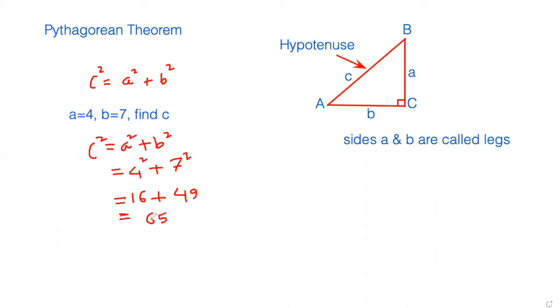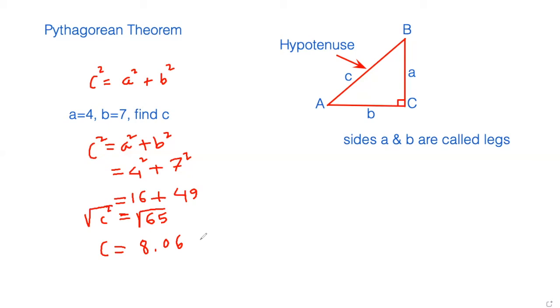65. So c square equal to 65. Now if we want to get c, we have to take a square root of both sides. So take a square root here and take a square root here. Then we have c equal to 8.06. So it depends on the situation.